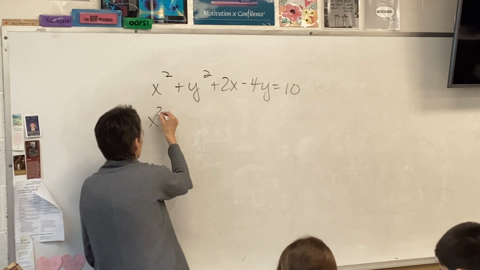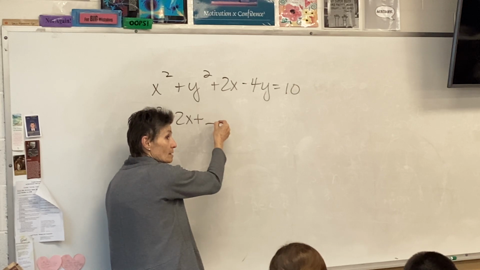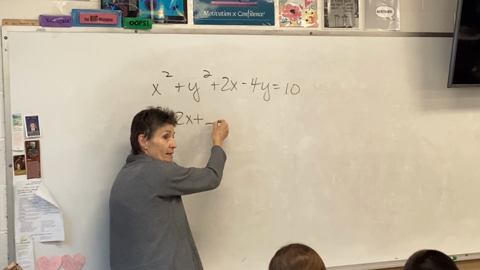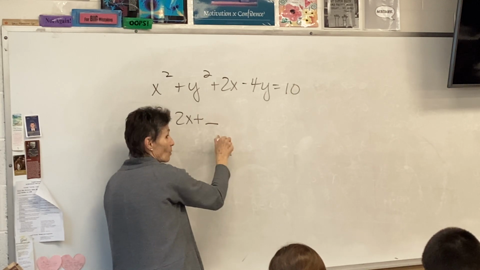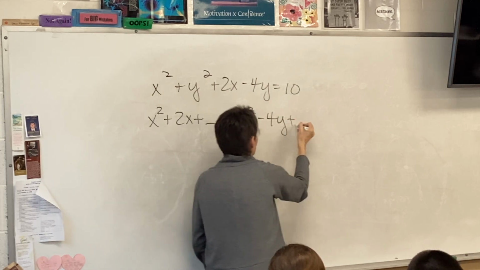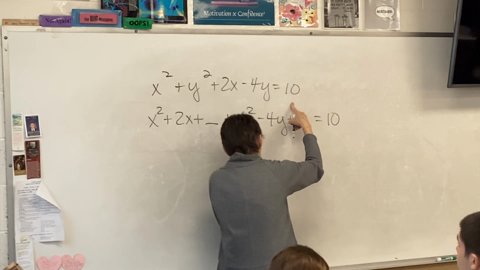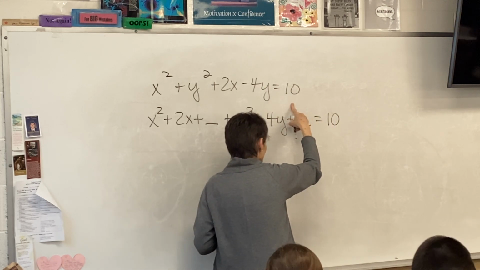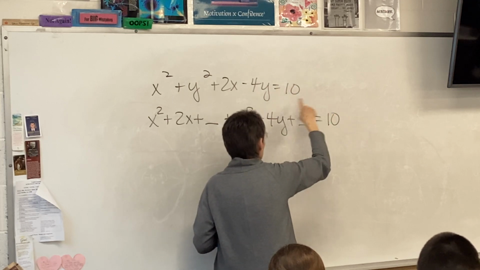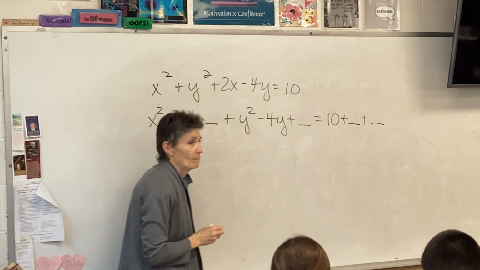Put the x's by each other, Jack says, and I'm going to leave it blank because I know I'm going to be completing the square. Put my y's together. Now the 10, excuse me, the 10's already moved. If it weren't, I would move it, but it's already moved. So here we go.